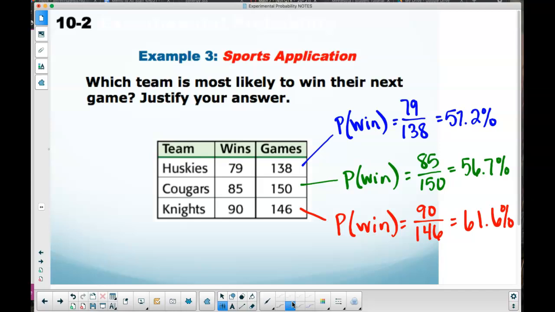If you had to pick. Izzy. The Knights. I would go with the Knights. Is that always going to be true? No. Anybody who watched the NCAA tournament knows that the team with the higher percentage isn't always the winning team. Right? Sometimes there's upsets. UCLA making it all the way to the Final Four wasn't predicted.